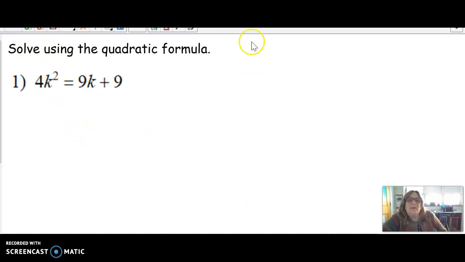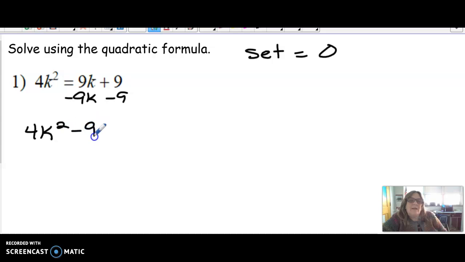So if we use our quadratic formula, the first step is to make sure everything is set equal to 0. So we're going to subtract 9k from both sides. We're going to subtract 9 from both sides. So I end up with 4k squared minus 9k minus 9 equals 0. So it's set equal to 0.